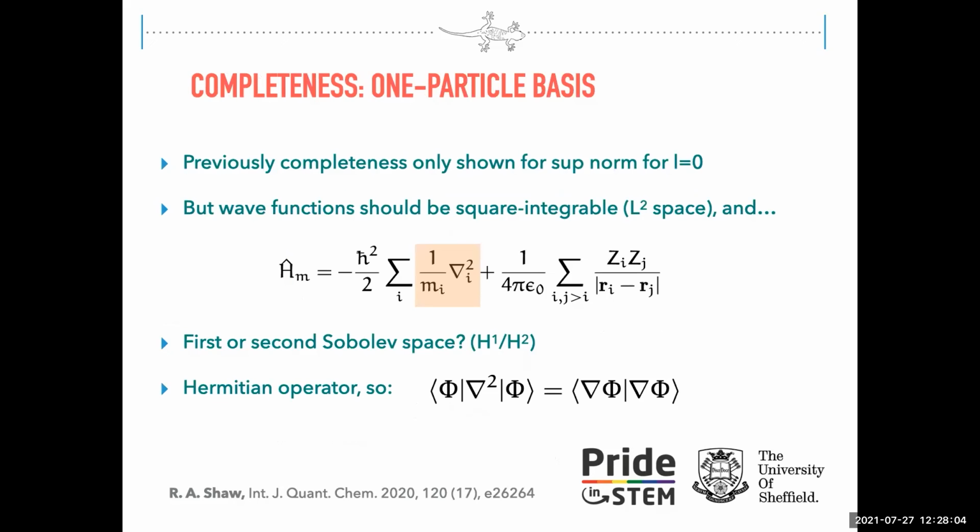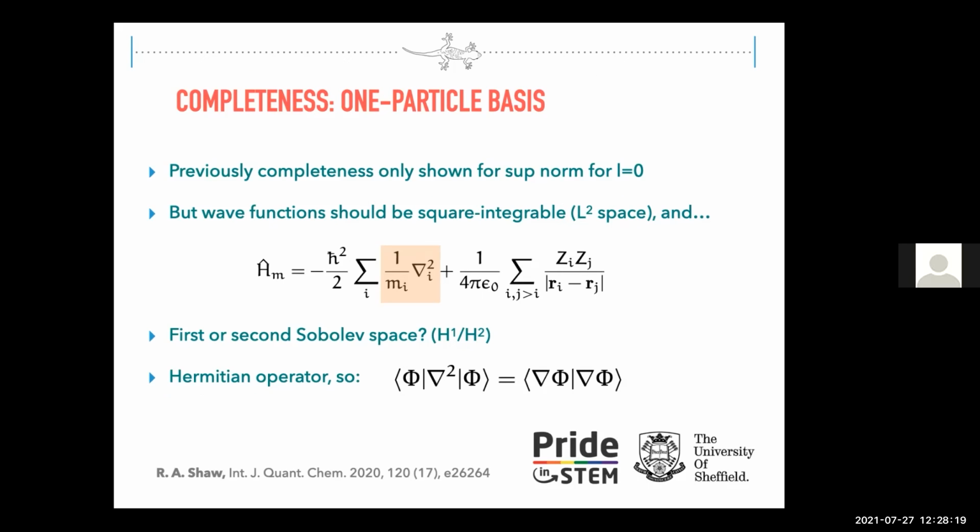So getting to the main question, bear in mind I've got 1 minute left, so I've talked a bit slower, but I'm not going to show you any proofs. I'm sure you'll be happy to hear. Basically, previously, completeness for the Gaussian type basis was only shown for the supremum norm, so L infinity.